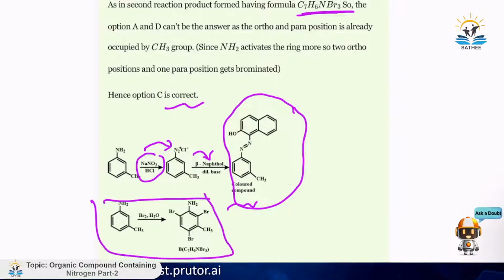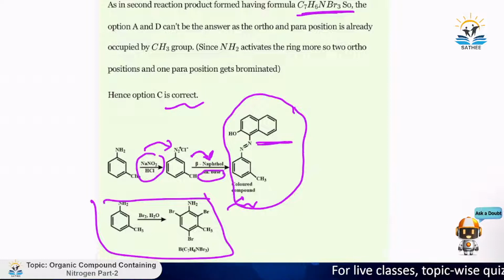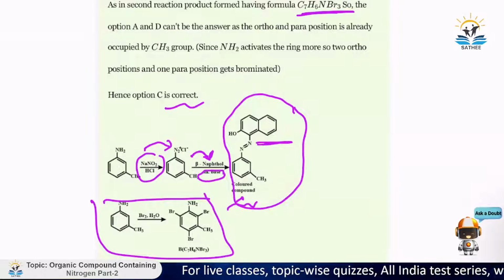But we should know what happens when this diazonium salt reacts with beta naphthol, it will form azo dye, that is a colored compound. So this also we should know for our knowledge, that diazonium salt reacts with beta naphthol in dilute base to form an azo dye, which is a colored compound, which can be asked in questions. So this was the question.